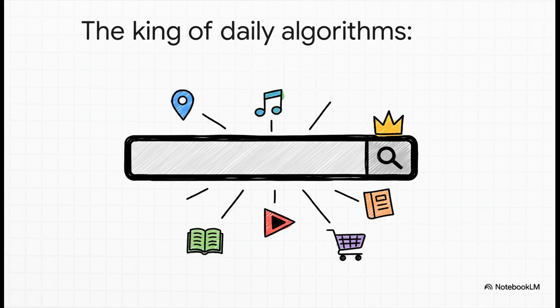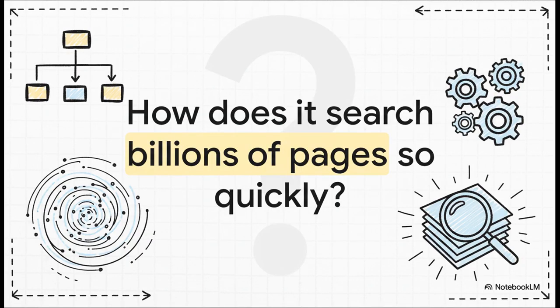We use it so much that it's easy to forget that it's basically magic. I mean, really, just stop and think about that. Billions and billions of pages, and it gives you an answer almost instantly. How is that even possible? Well, the answer is, of course, a whole bunch of incredibly clever and super efficient algorithms.